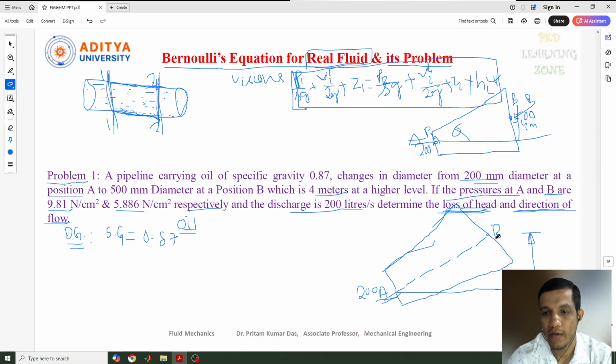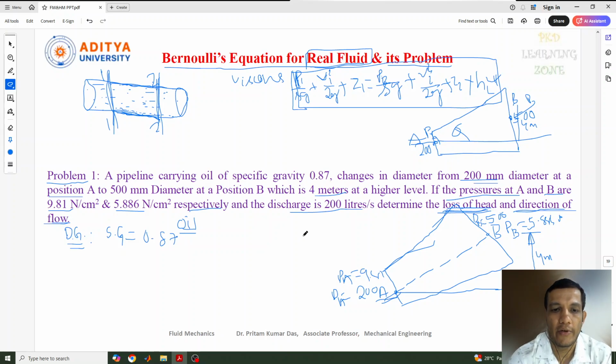This is the B point, and I can mark it here 500. This is diameter, so this is DB, and this is DA, and this is 4 meter. This A point is situated on the datum line itself, because no height is given for it, only this point has a height. Next, PA is given at this point, which is 9.81, and this is PB at the B point, that is 5.886 Newton per centimeter square.